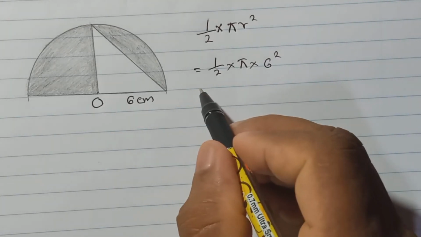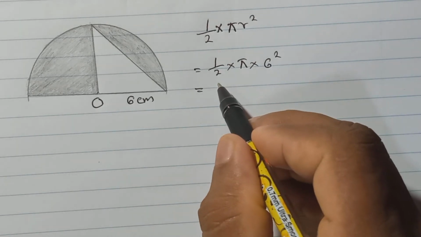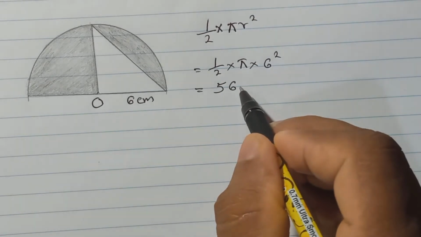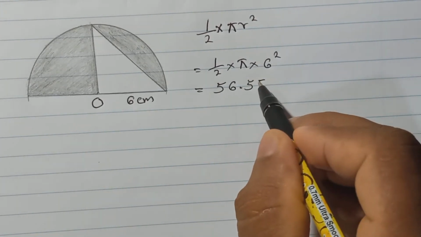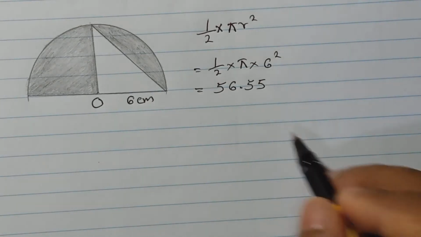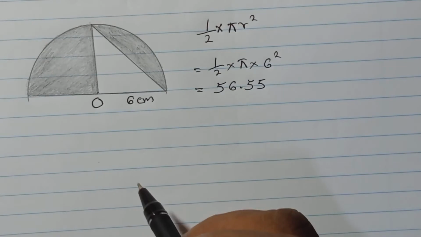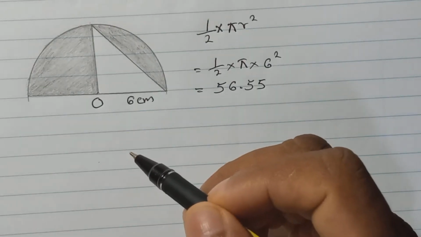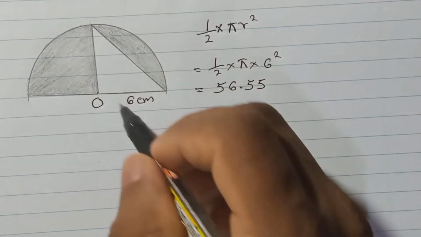Now if you apply this to the calculator, your answer will be, okay, I will round off to 2 decimal places, 56.55, right? This is square centimeter. This is the area of this semicircle including this triangle, without this triangle also shaded, right? Now we need to get the area of this triangle.